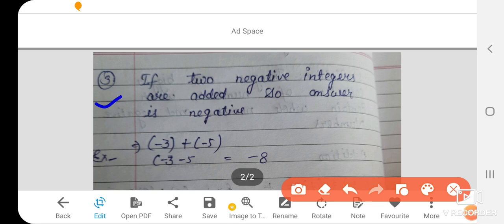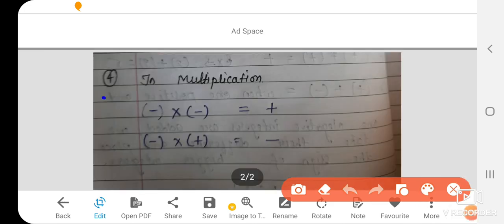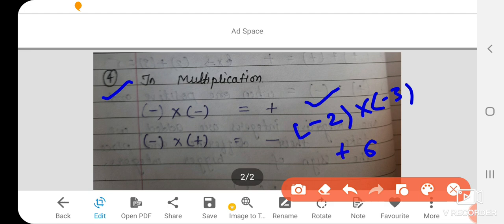And when we add two negative integers, the answer is negative. We can see -3 and -5. Minus and minus is plus, but here we have to add, and we have to put the sign of negative. In multiplication, when we multiply two negative integers, the answer is positive. Like when I multiply -2 by -3, 2 threes are 6, but minus and minus is plus in multiplication. And in multiplication, minus and plus is minus. When we multiply -2 by +3, the answer is -6. That means the answer is negative.